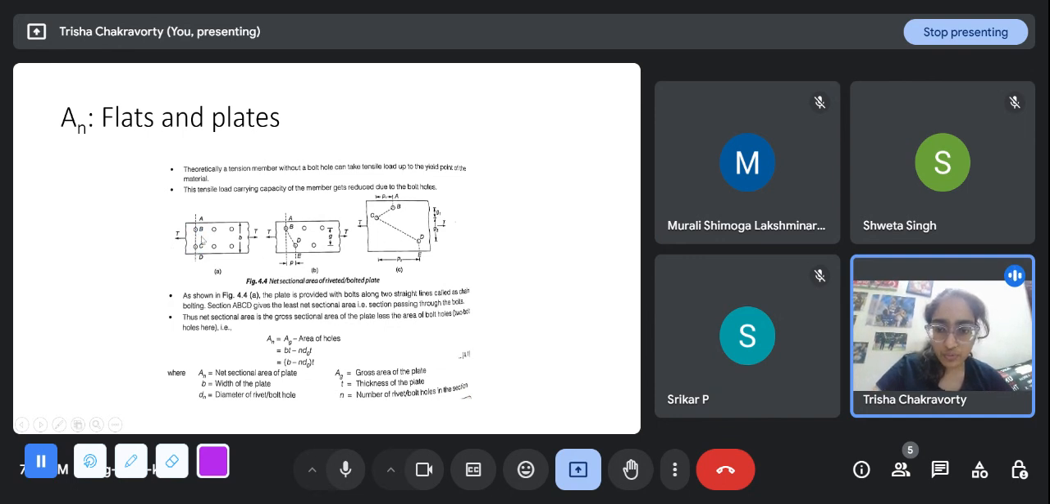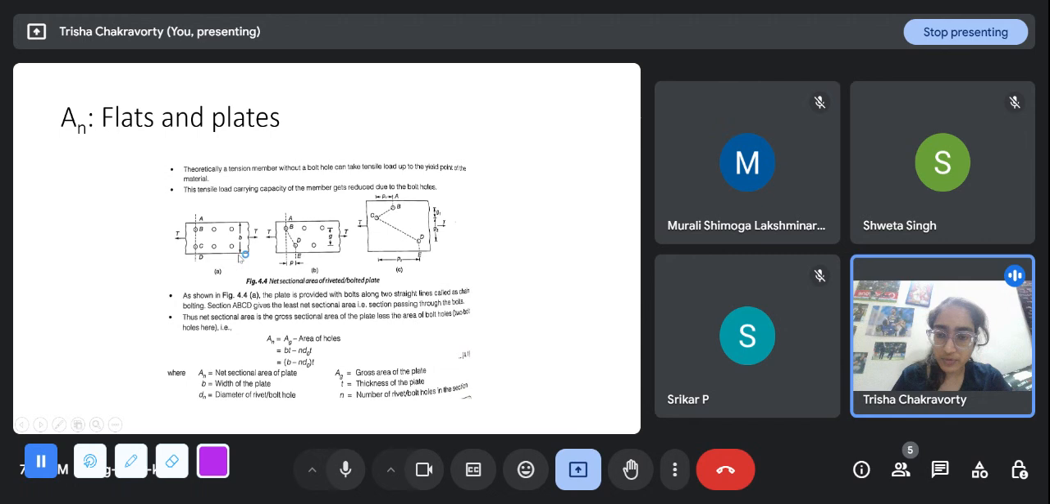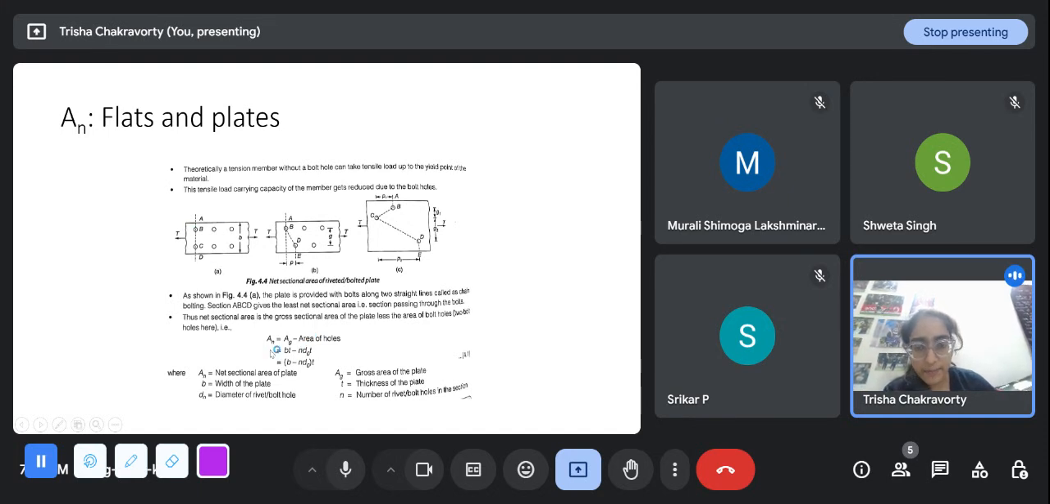If there were, suppose, two bolts in this line, and then three bolts along this line, this will be the critical one, wherever there is the maximum number of bolt holes. Here, all the bolt lines have 2 bolts, so all of them are equivalent. So the net sectional area is the gross sectional area of the plate less the area of bolt holes. Two bolt holes here. So AN is AG, that is, gross area minus area of holes.